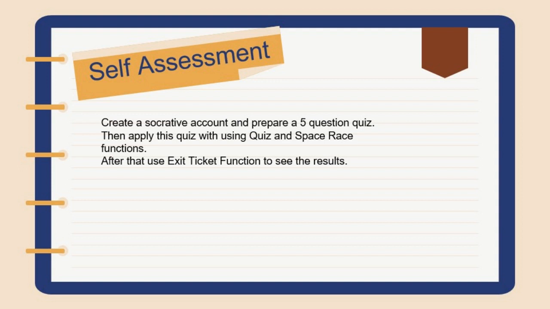Self-assessment. Create a Socrative account and prepare a 5-question quiz. Then apply this quiz using the quiz and space race functions. After that, use the exit ticket function to see the results.